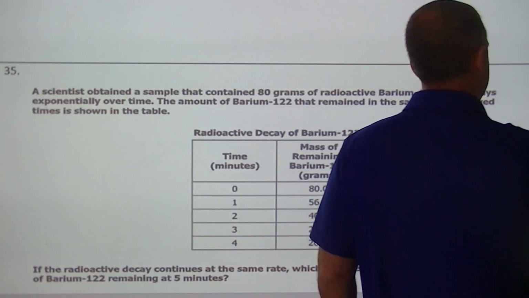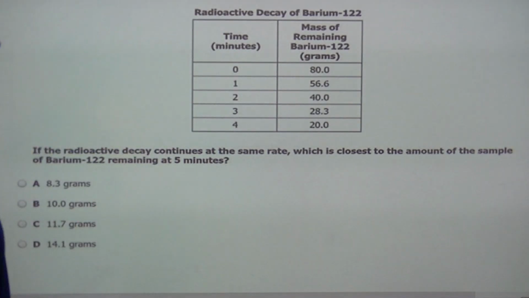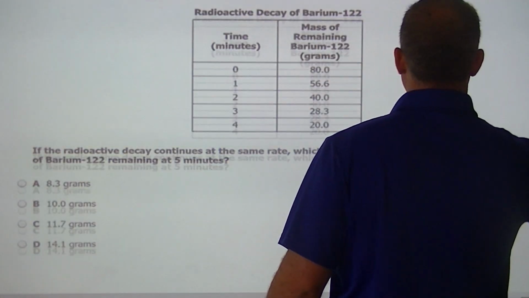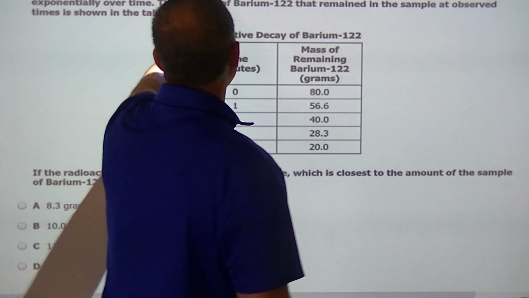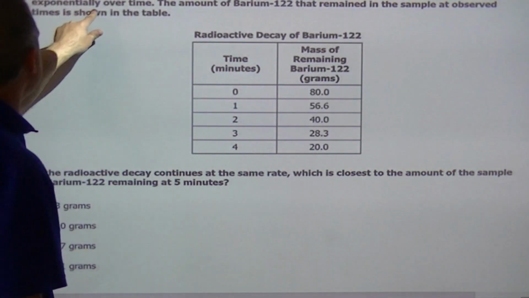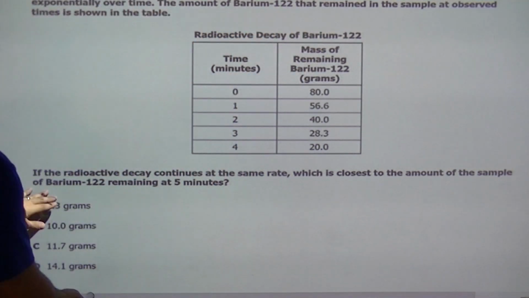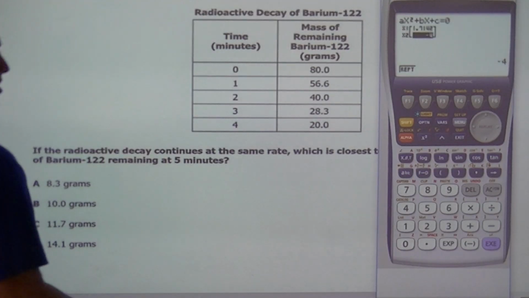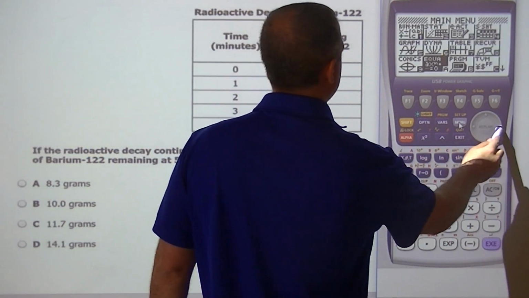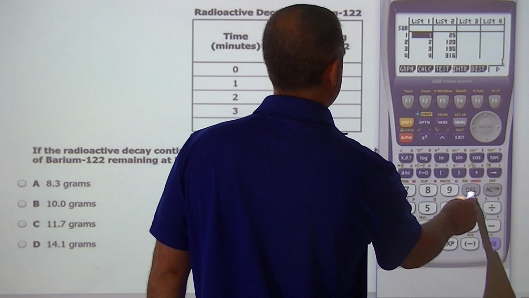35. Okay, all right, now we got to make sure that we read this properly. It says a scientist obtained radioactive uranium that decays exponentially. Okay, all right, so what I have to do is, since they want me to find the result, I'm going to have to go to menu, and I'm going to have to go to stat, and I have to put this stuff in. So I'm going to delete all this stuff.